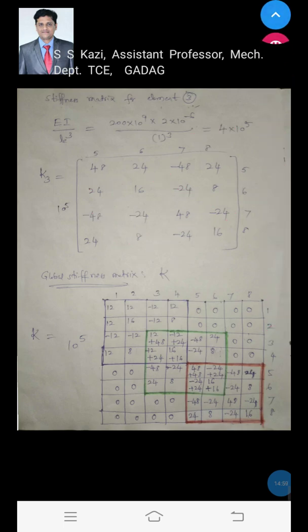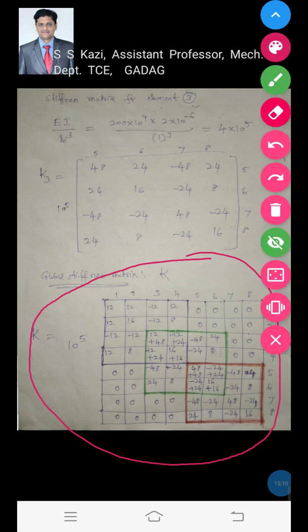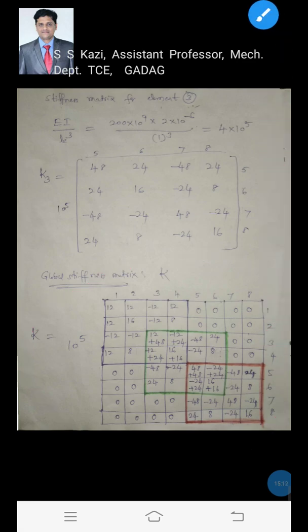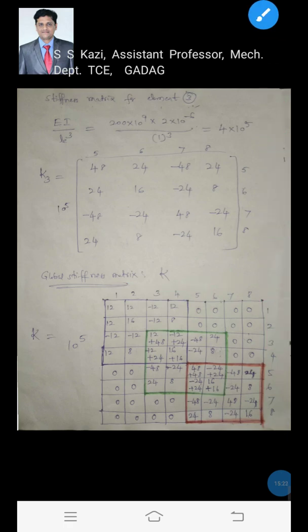Then what you do, you just generate a grid of 8 cross 8 like this. That means you generate 8 rows and 8 columns. Okay, like this. You just number 1 2 3 4 5 6 7 8 column numbers and row numbers. This is the stiffness matrix of the order 8 cross 8.